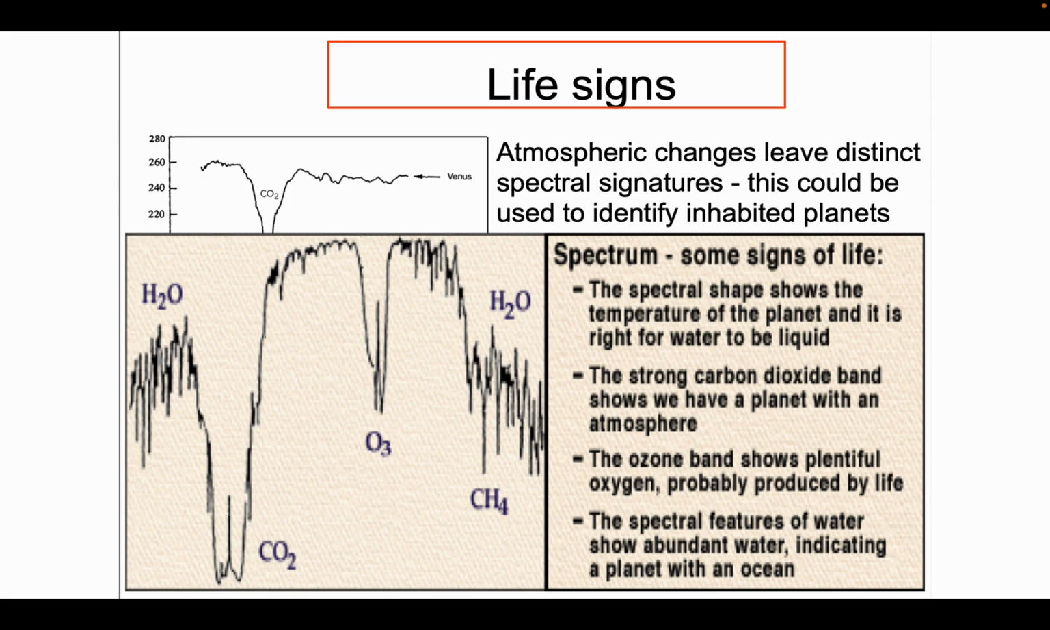For the Venus, you can see the Venus spectra. In the Venus spectra you will get the carbon dioxide absorption line, but there are no ozone lines or the methane lines or the water absorption lines present in the Venus's atmosphere.